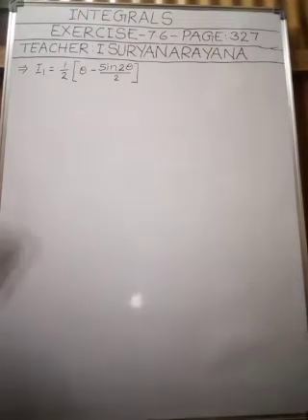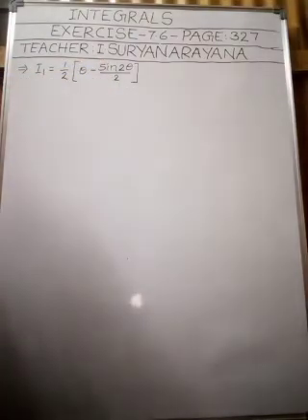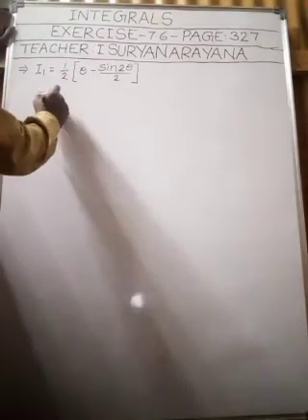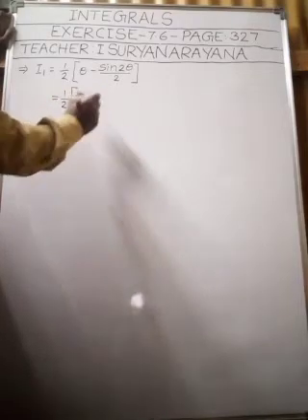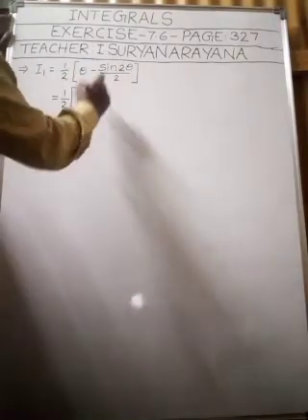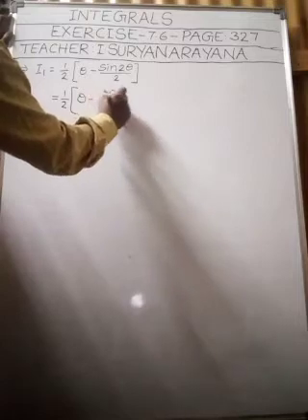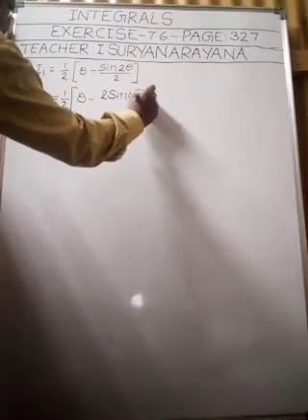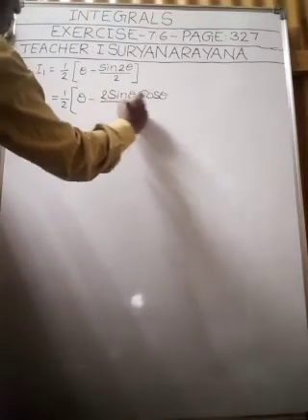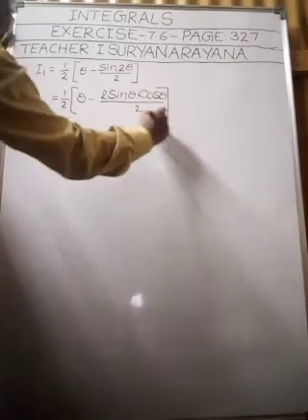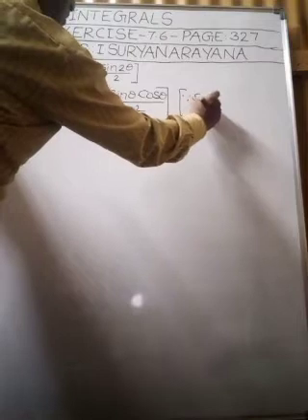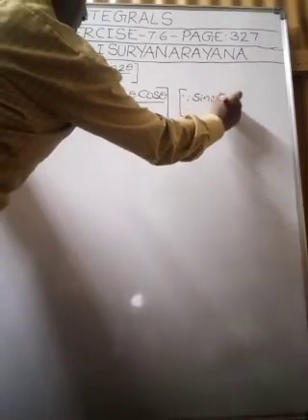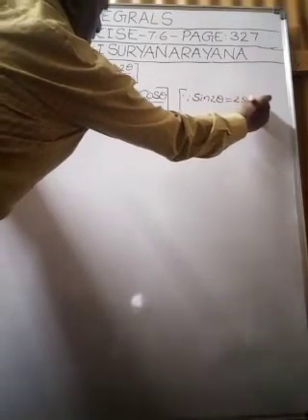Again, here we have to use the sine 2 theta formula. Okay, my children. So 1 by 2 into theta minus, what is the formula of sine 2 theta? 2 sine theta cos theta by 2. Okay, my children, because sine 2 theta is equal to 2 sine theta cos theta.